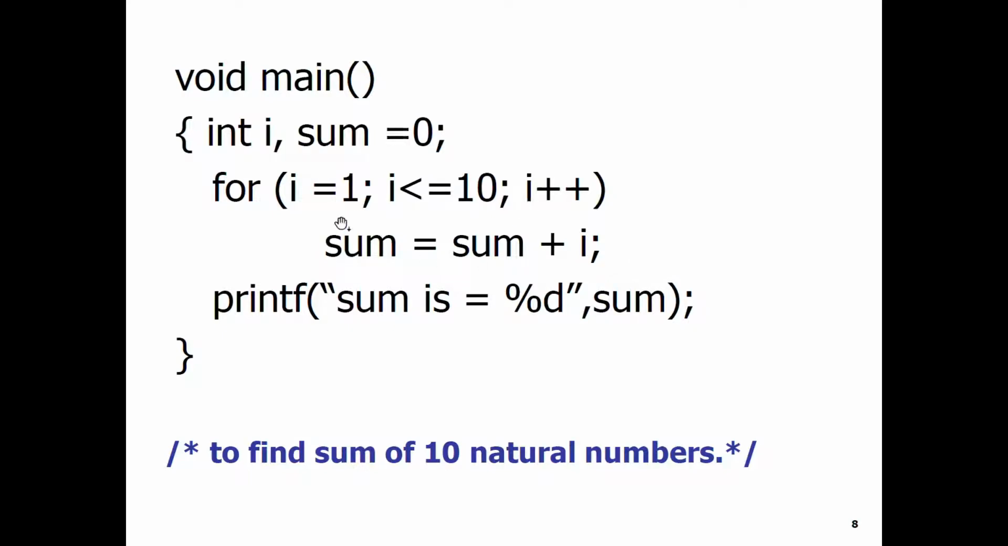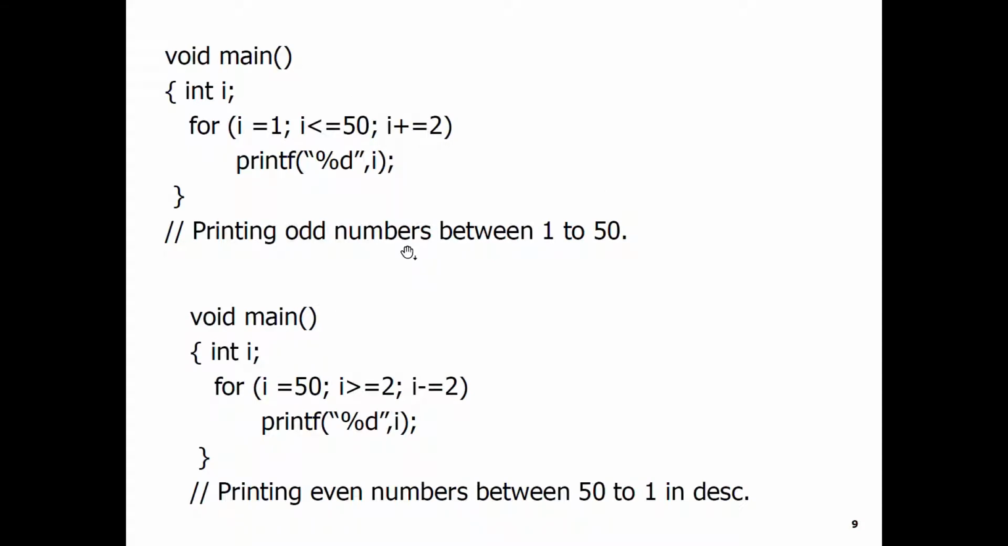Like this, you can use the for loop for repeating a task again and again when you know how many times you want to repeat. Some more programs we are going to discuss. Look at this program segment. My objective is to print odd numbers between 1 to 50. Yes, the for loop is varying from 1 to 50.